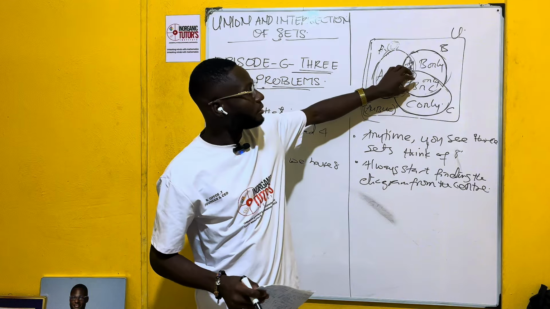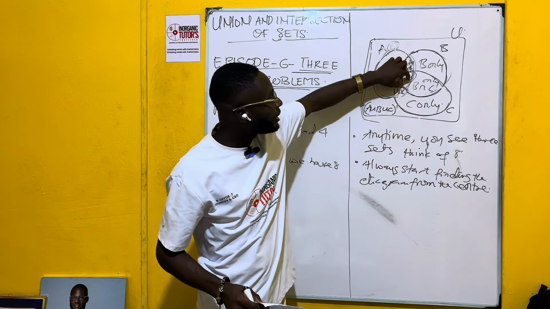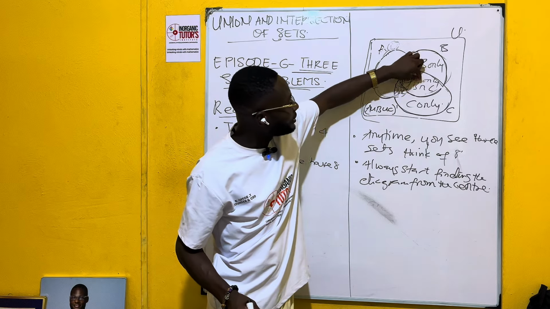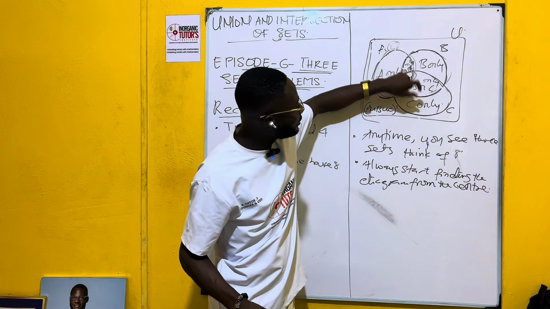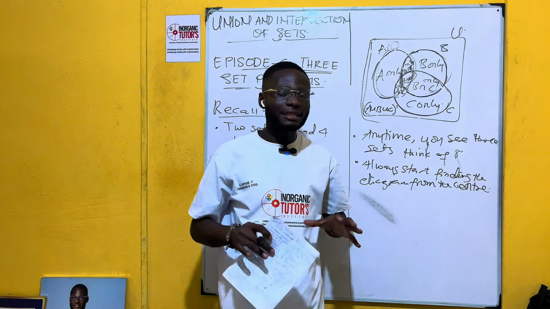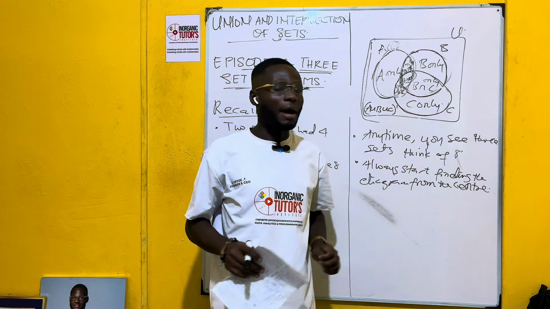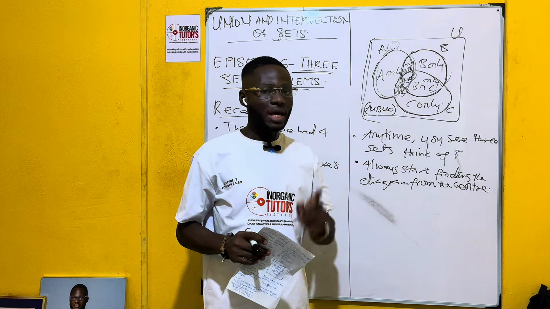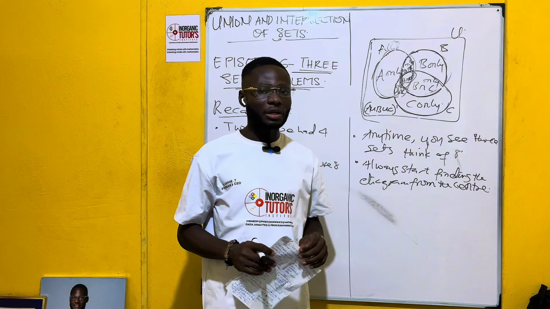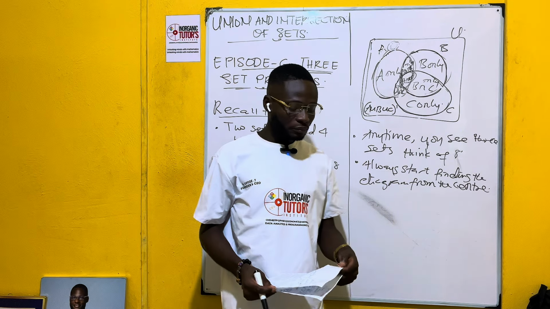If you start from the center, you realize that you take this from this, and then you get the element here. You take this from this, then you get the element here. You take this from that and you get the element here. So always start from the center, the common element among all the three sets, A intersection B intersection C. Always start from that particular section.